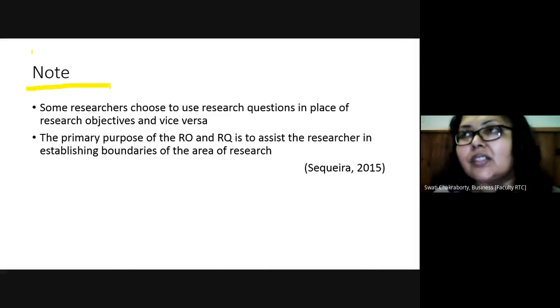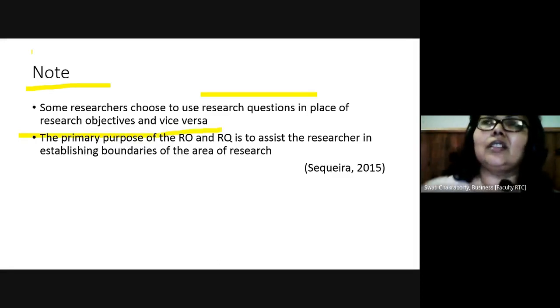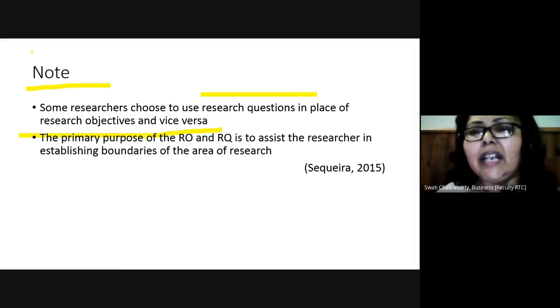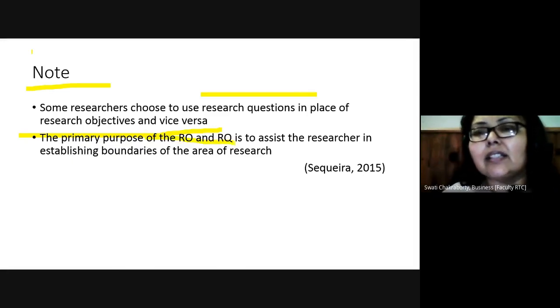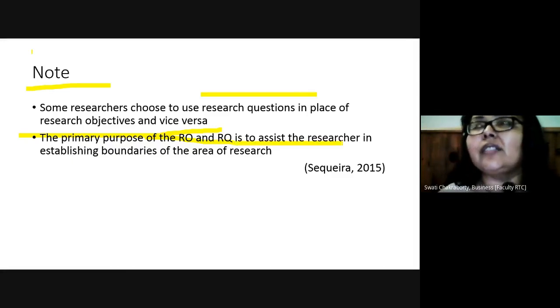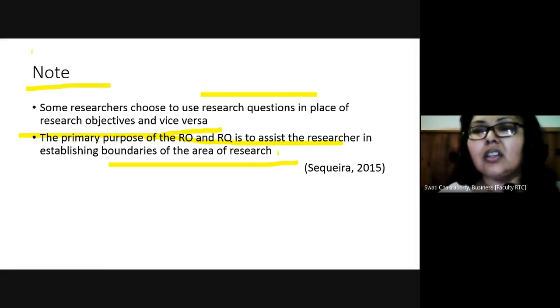Some researchers may actually use research questions in place of research objectives, and vice versa. You may not use both. You can use research questions and not research objectives, or just have research objectives and not the questions. The second thing to be noted is that the primary purpose of research objectives and research questions is to help the researcher establish the boundaries of the area of research, the exact scope of that research. That boundary has to be created.